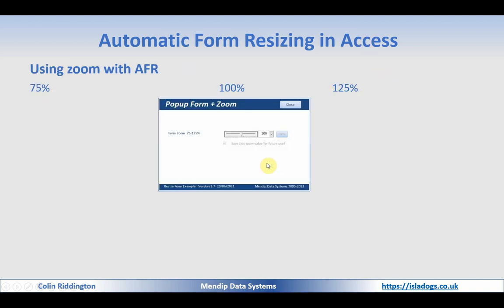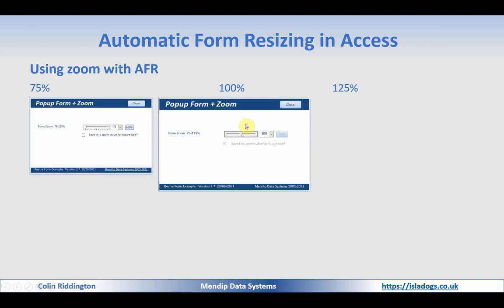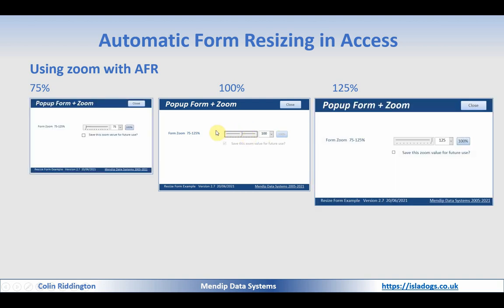Here's a zoom form, much simpler this time. It's just a simple pop-up form with a slider control and a combo box that allow you to adjust the zoom, and you can shrink it down if you want to, though more normally you'd be likely to enlarge it if you're going to use this effect here.